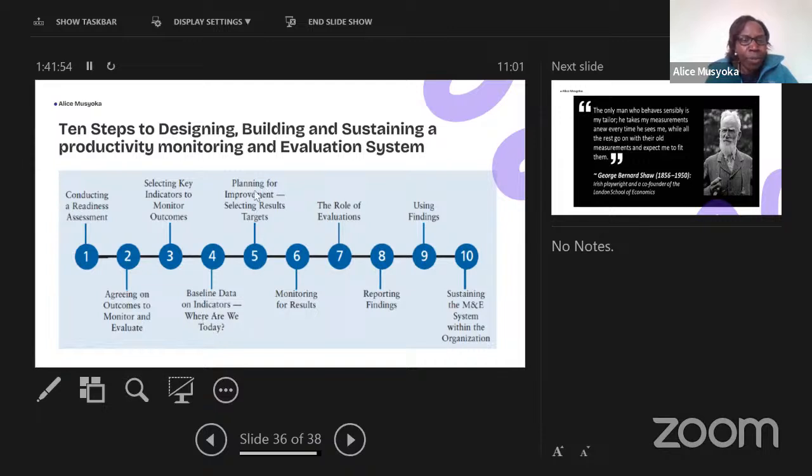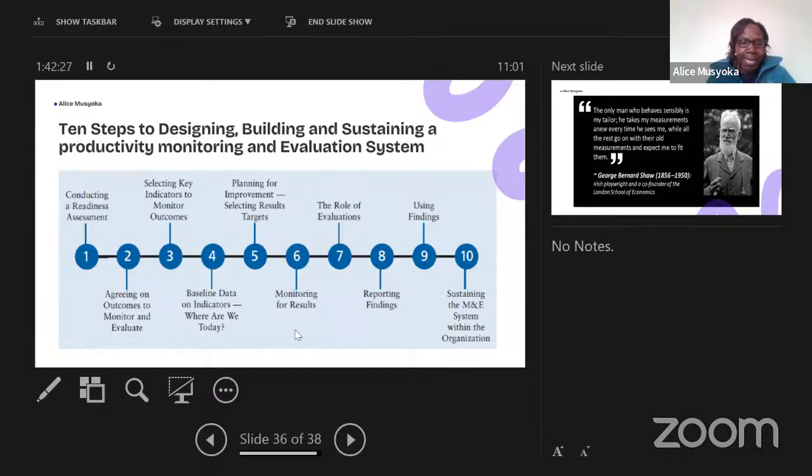Then we move to planning for improvement by selecting results and targets. So we plan for improvement. And in that results chain, we look at what we want to measure. Do we want to measure output? That is, are we just measuring activities and the outputs? Or do we want to measure the outcomes? Or do we want to measure the impact? And then we set the targets for it.